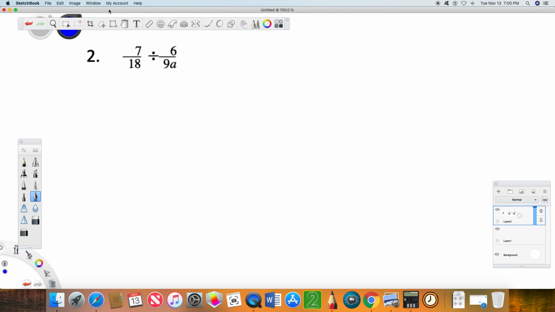Let's take a look here at number 2. We have two rational expressions. We're dividing these rational expressions and want to express our answer as a single rational expression and to also state any restrictions that we have.